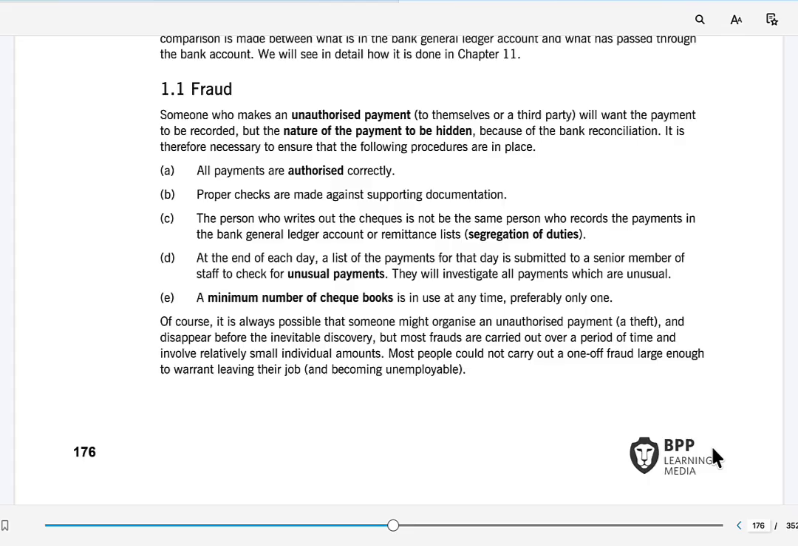Why fraud can be difficult to see immediately. The book explains a very important point. When someone makes an unauthorized payment, they try to hide it, because there is a control called bank reconciliation. If the payment is not recorded in the accounting system, it can later be found when reconciliation is done. That is why fraudsters often record it in the system to make it look normal. So fraud can be hidden inside the accounts unless strong controls exist.